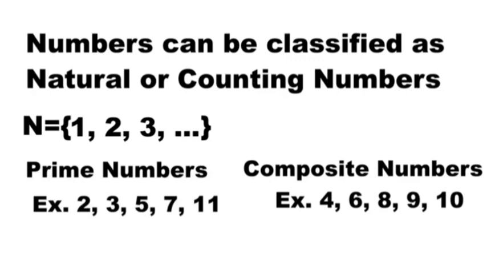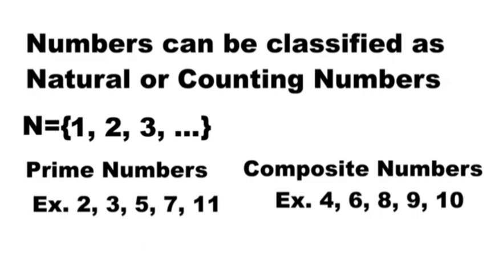The lowest prime number is 2. The factors of 2 are 2 times 1, and for 3, 3 times 1, 5 times 1, 7 times 1 is 7, 11 is 11 times 1. So there's no other factor.